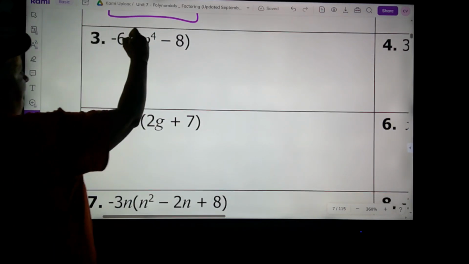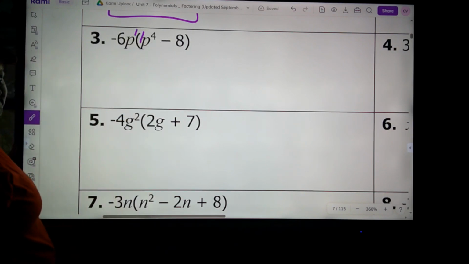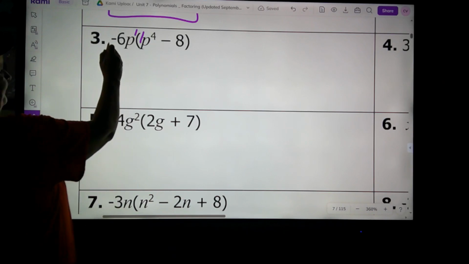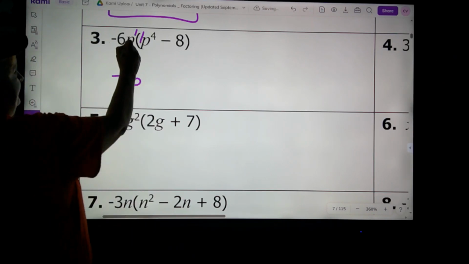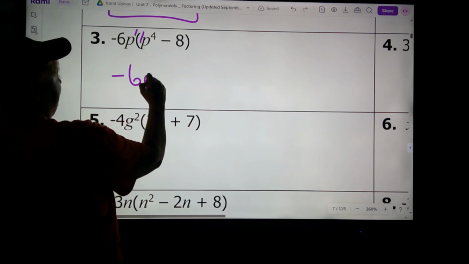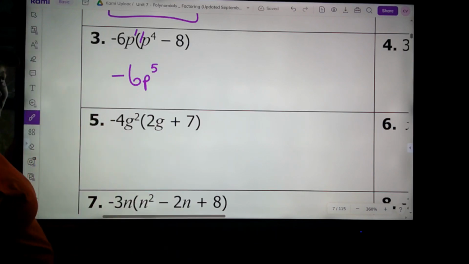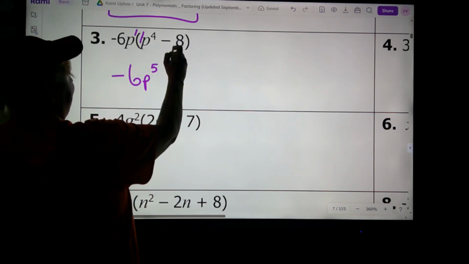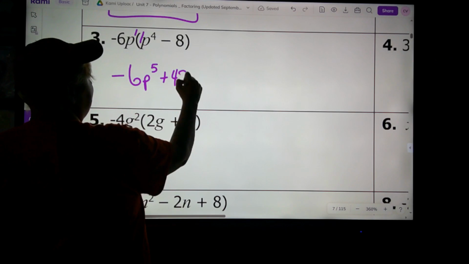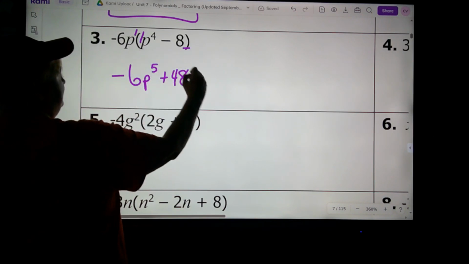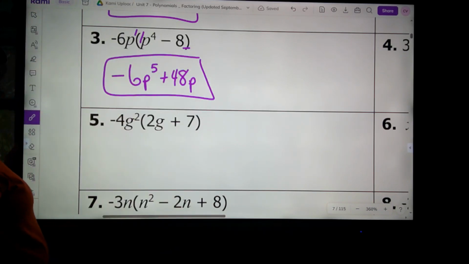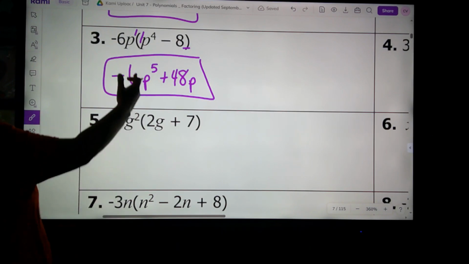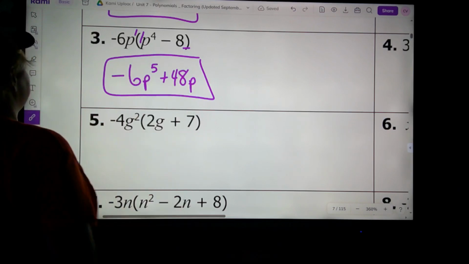Alright? If it helps you, write the invisible ones. Negative 6 times 1 is negative 6. P to the first times p to the fourth is p to the fifth. Just add the exponents together. Negative 6 times negative 8 is 48. There's no exponent, so I'm just going to bring down the p. And we're already standard form, highest to lowest exponent.